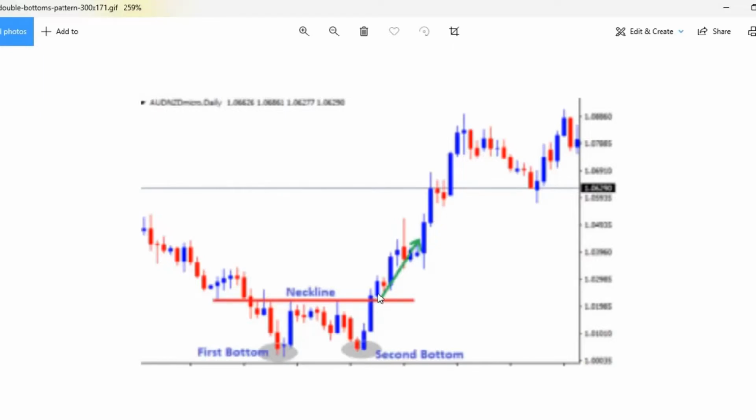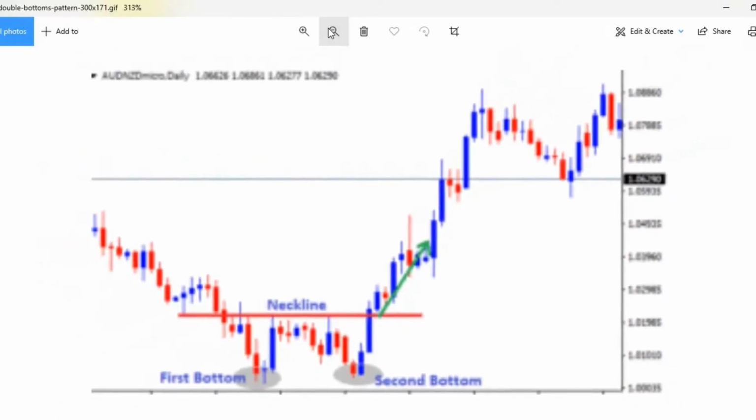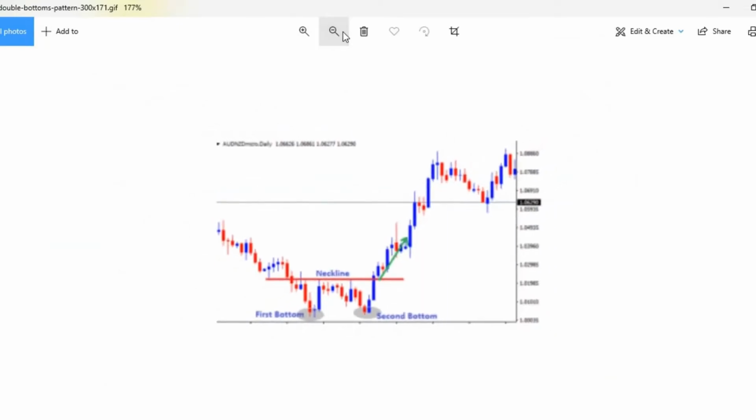Targets can be the previous highs of this particular trend, but you have to keep patience until then because the market can test patience. As you can see, the red candle over here went up, came down, and then slowly went up. So these price movements and fluctuations are always there. You need to be careful and be patient with your trades.